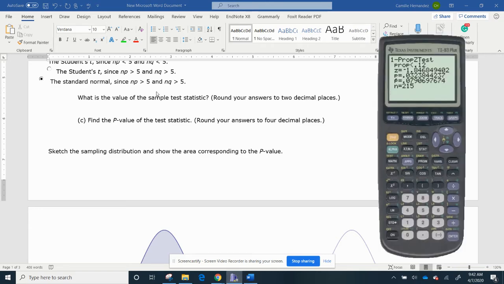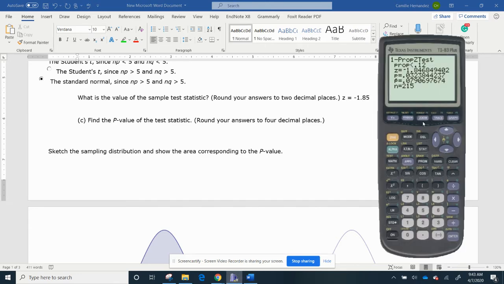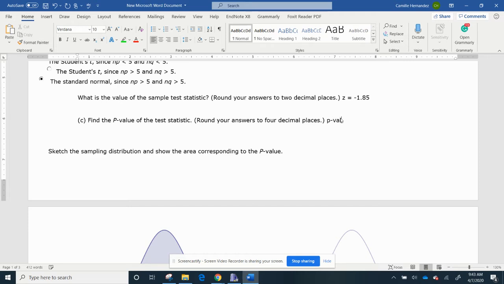Okay, bring it back up. What was my sample test statistic? So I'm looking for this number right here. Z equals negative 1.846. It wants 2 decimal places, so I'm going to put here Z equals negative 1.85 because I rounded. And then my p-value, let's go back. P-value is 0.03238. It wants 4, so I'm going to round up. So p-value equals 0.0324. Okay, so I have everything I need right now, and I'll come back to it.